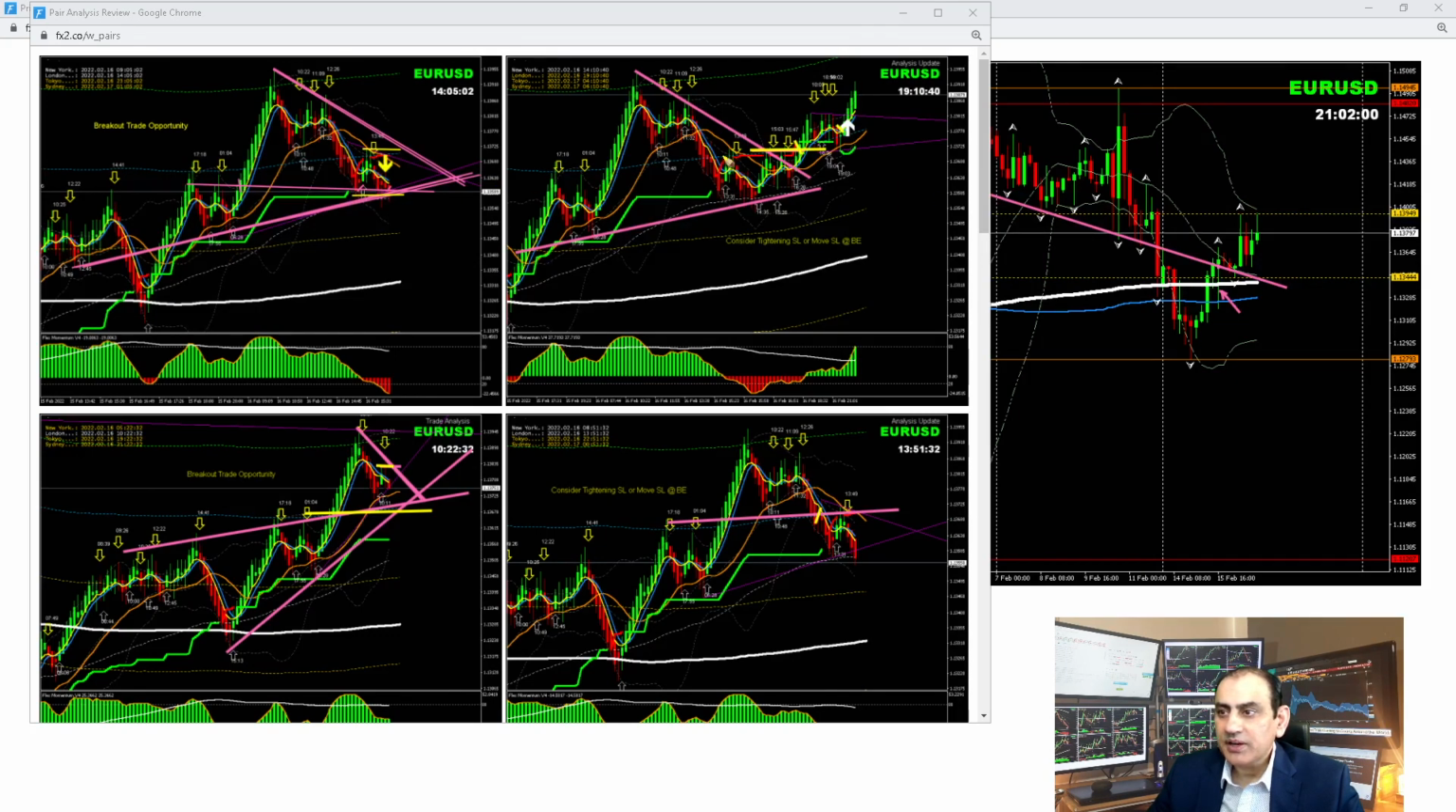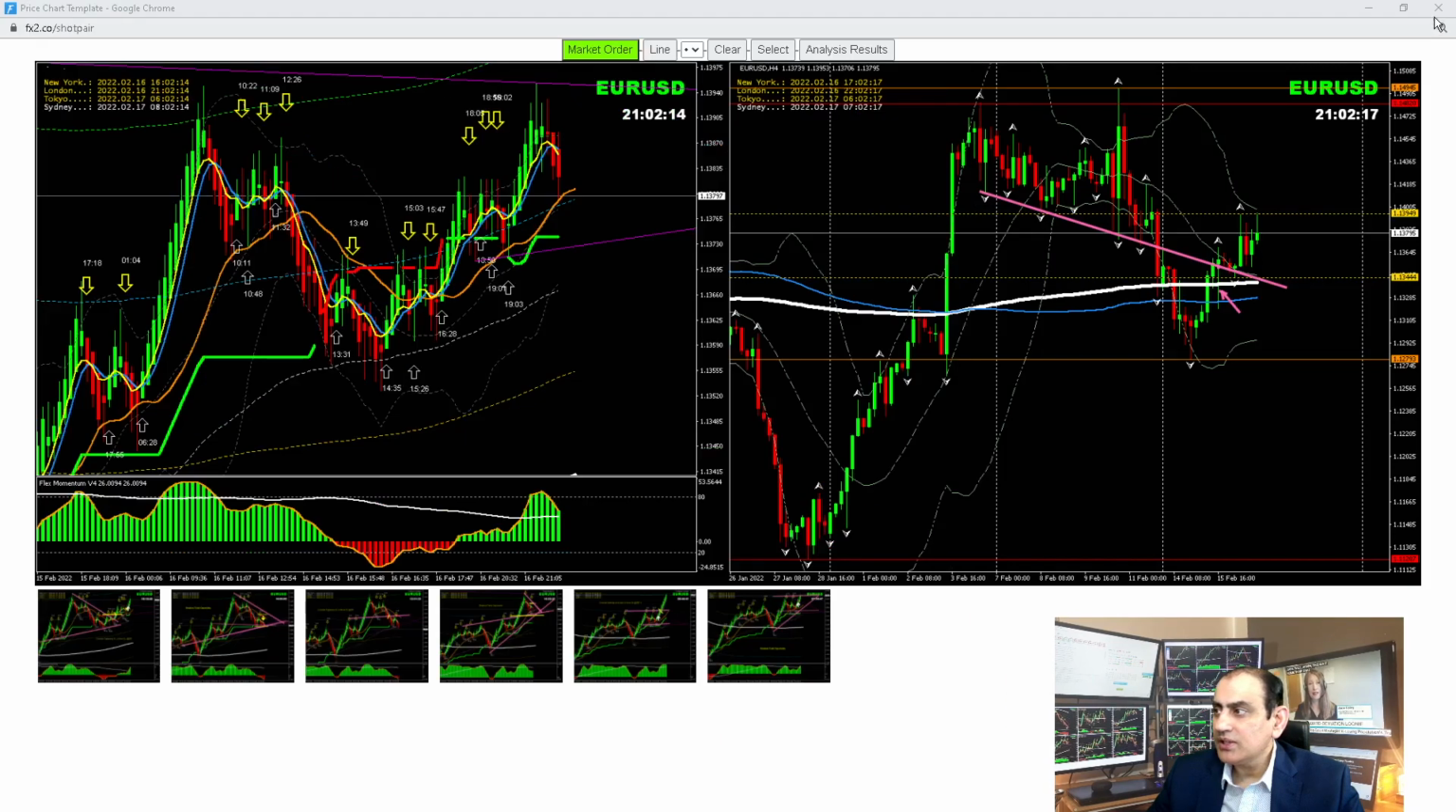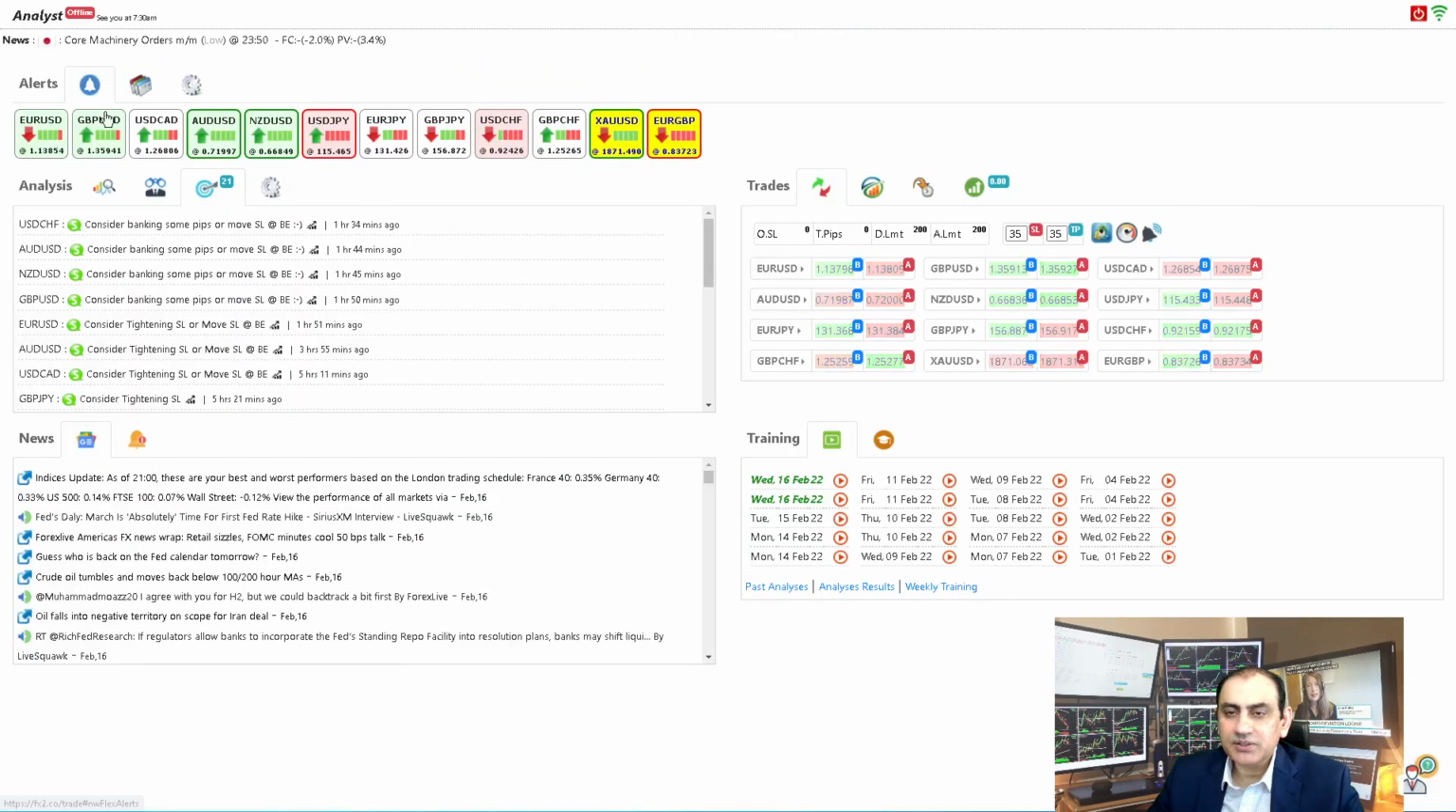We were looking for this breakout as mentioned in the analysis. So we have this breakout. As soon as the price broke above this previous high, we had another long trade here. As soon as the price hit the previous high, that's what I explained to my traders, you can bank some profit or move your stop loss to break even. So we had an amazing long trade on Euro USD. We'll let you know tomorrow further about Euro USD.